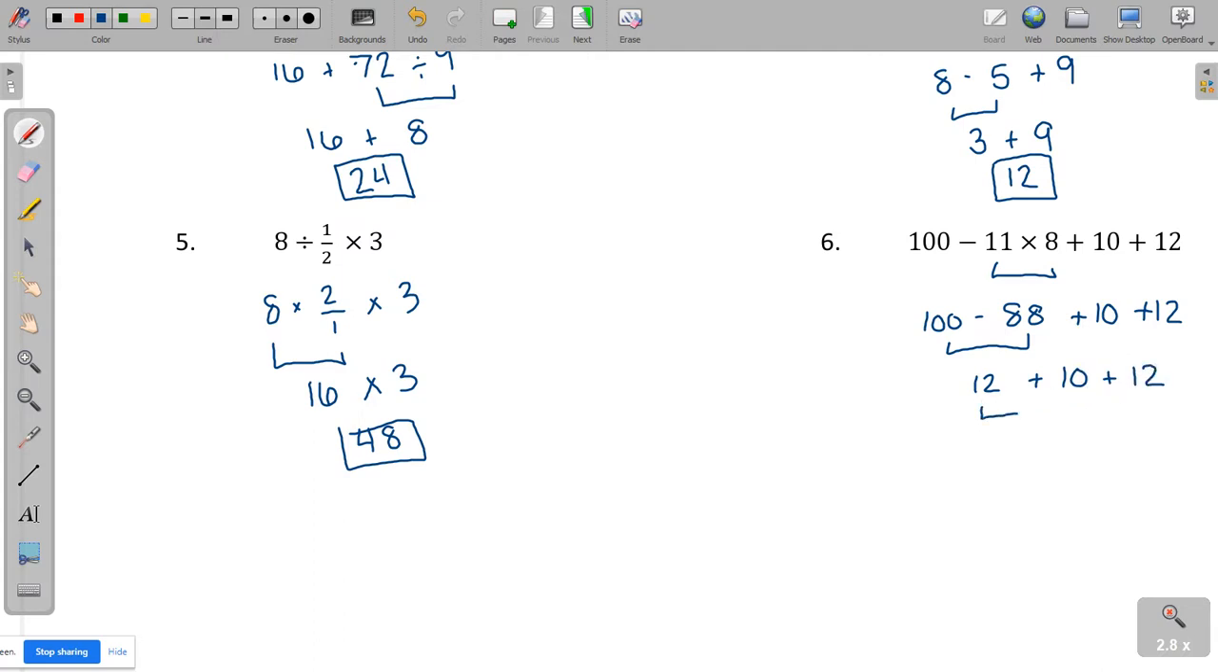Now add from left to right. 12 plus 10 is 22. Then we're going to add 22 plus 12 is 34.